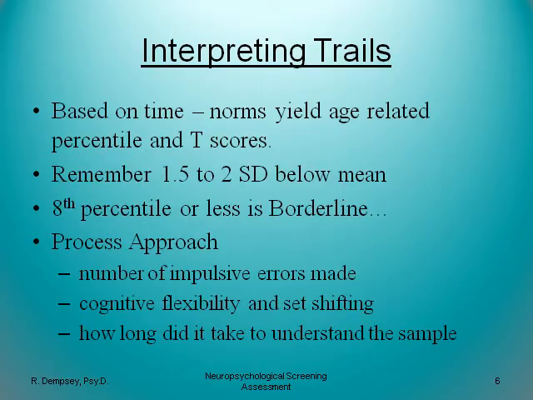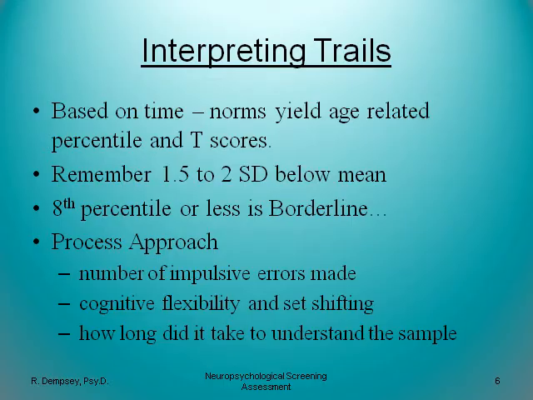So interpreting trails. One, it's always based on time. The norms yield age-related percentiles and T-scores. Always remember, 1.5 to 2 standard deviations below the mean is significant. 8th percentile or less is in the borderline range. I got that off the conversion chart that I threw around for you guys.